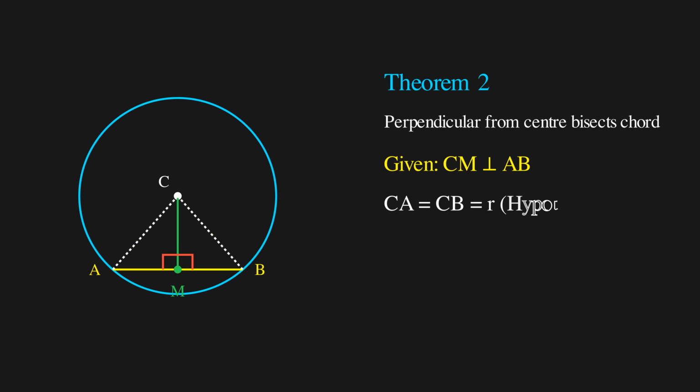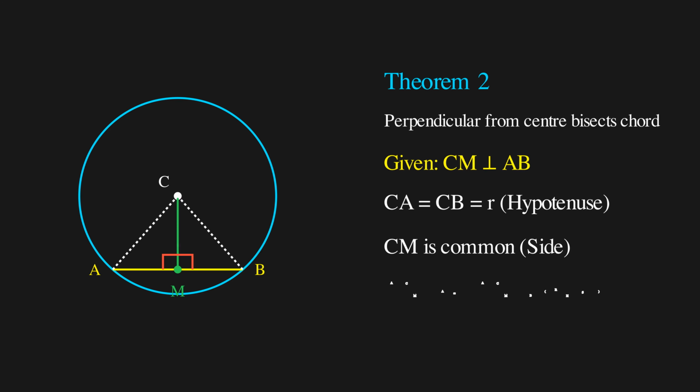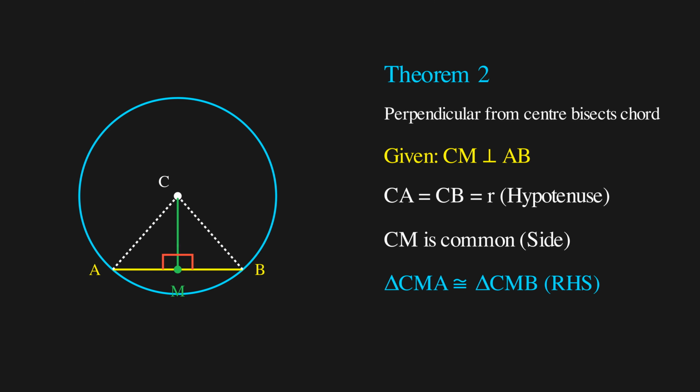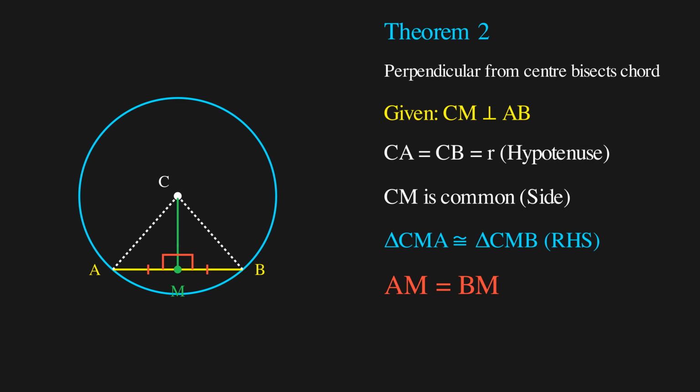In triangles CMA and CMB, the hypotenuses CA and CB are equal radii. The side CM is common to both triangles. By the right-angle hypotenuse side congruence rule, the 2 triangles are perfectly congruent. Therefore, by CPCT, the length of AM must equal BM. The chord is bisected.